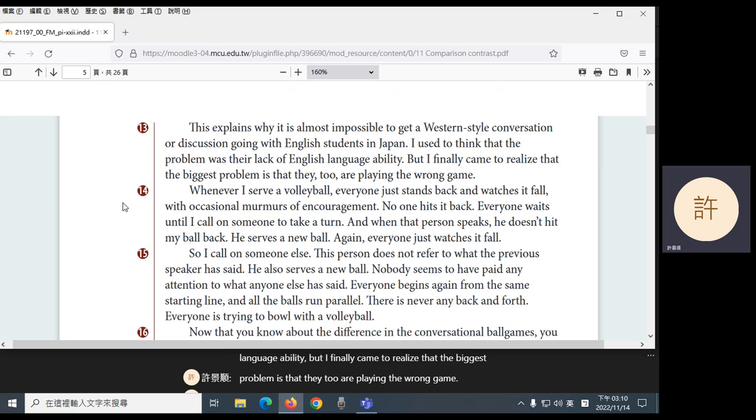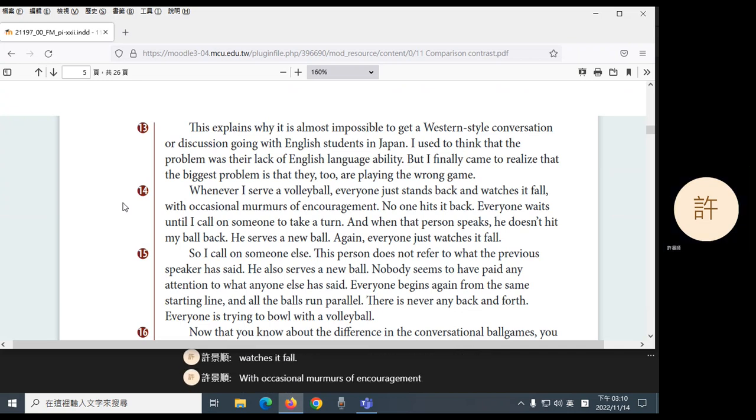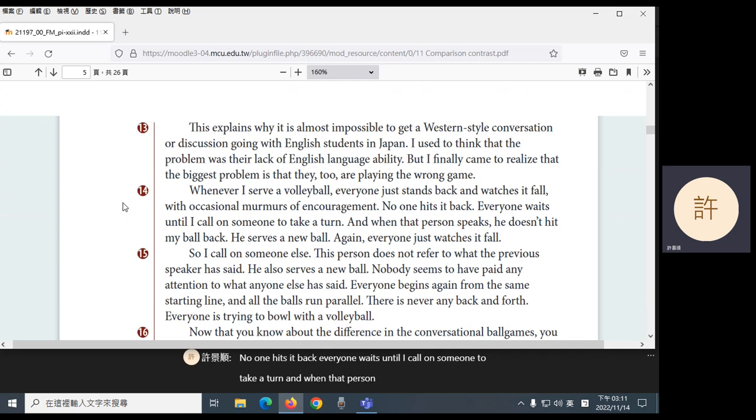Whenever I serve a volleyball, everyone just stands back and watches it fall, with occasional murmurs of encouragement. No one hits it back. Everyone waits until I call on someone to take a turn. And when that person speaks, he doesn't hit my ball back. He serves a new ball. Again, everyone just watches it fall.